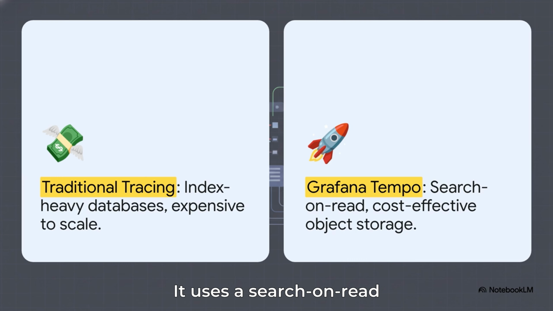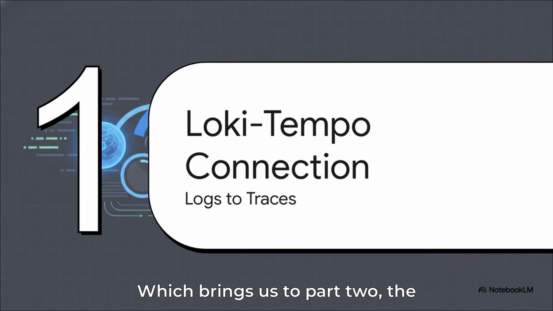It uses a search-on-read philosophy, totally ditching those expensive index databases. Instead, it just stores your traces in highly cost-effective object storage, like Amazon S3 or Google Cloud Storage. So Tempo scales effortlessly, and your operational costs stay incredibly low. Which brings us to part two, the Loki Tempo connection.